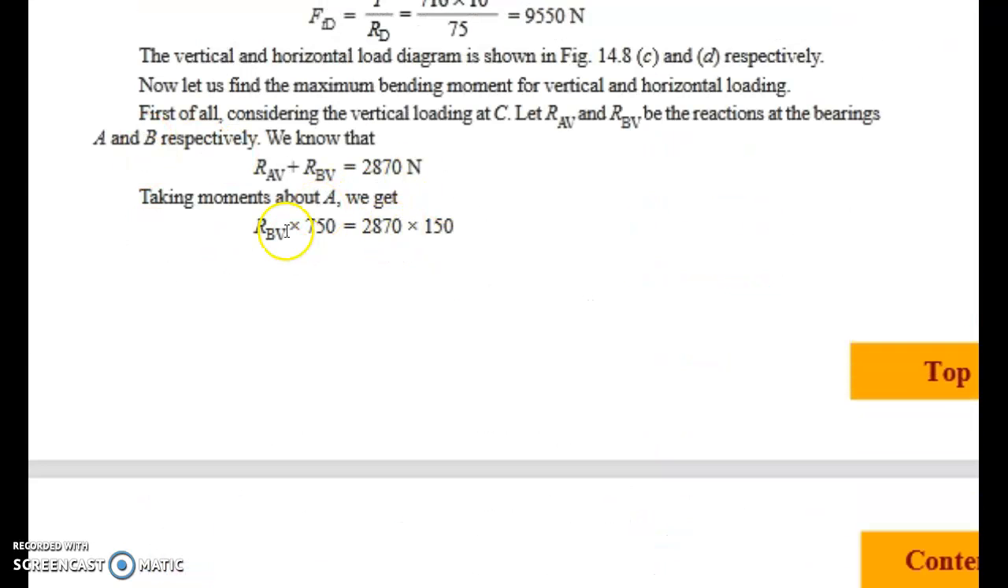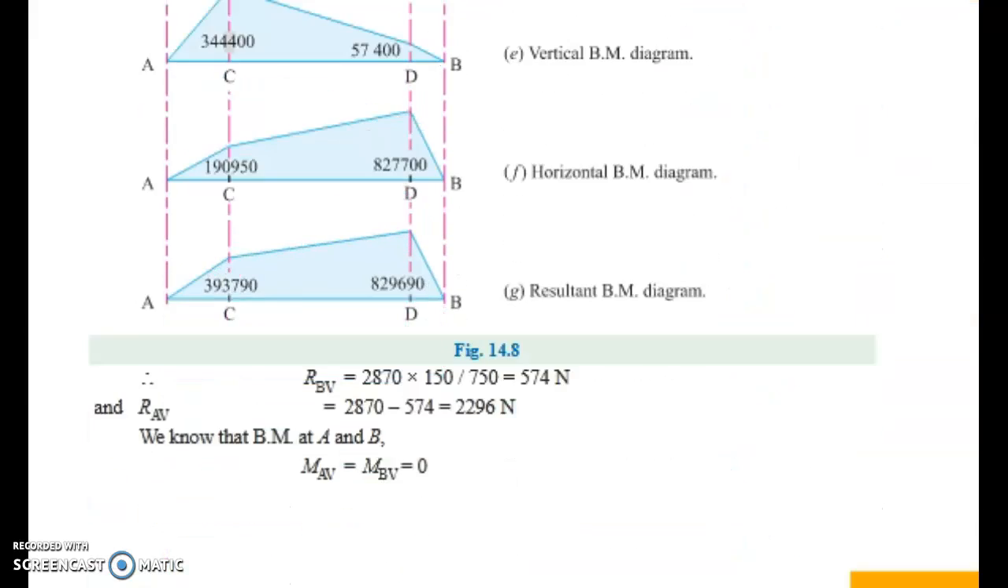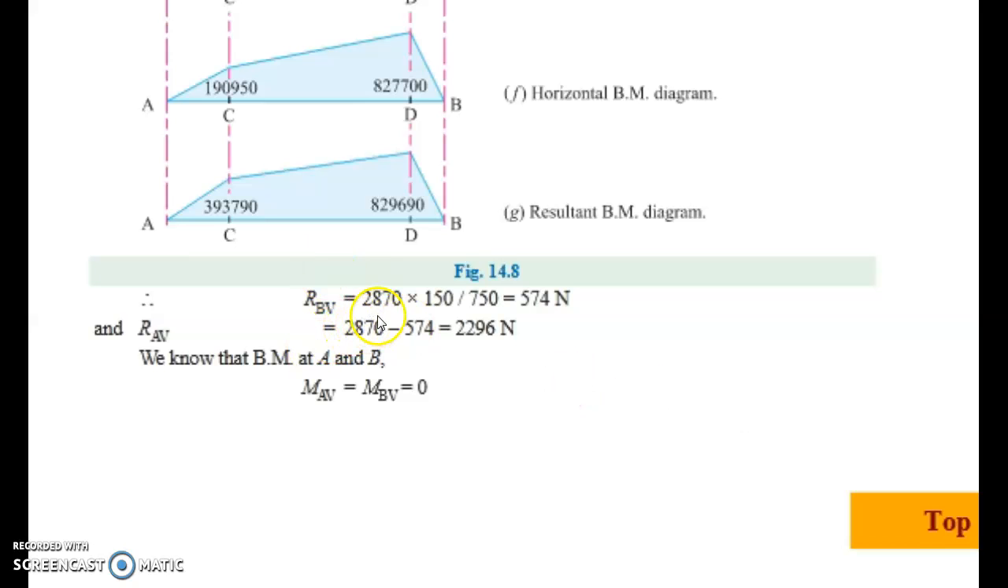Now we can take the moment at point A. Taking moment at point A, RBV into 750 is equal to 2870 into 150. If we substitute this value, we will get RBV. Once we get RBV, we can find the value of RAV also. RBV is equal to 2870 into 150 divided by 750, that is equal to 574. If we substitute the value in the previous equation, we will get the value of RAV, that is equal to 2296.